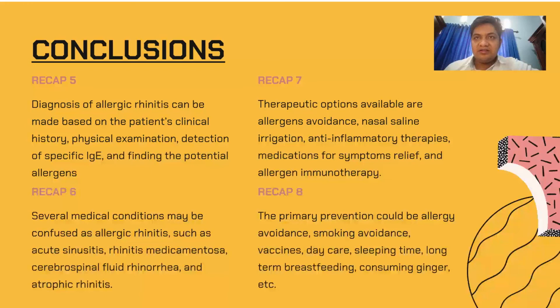The diagnosis of allergic rhinitis could be made based on the patient's clinical history and physical examination, detection of specific IgE, and finding the potential allergens. And for the differential diagnosis itself, it could be acute sinusitis, rhinitis medicamentosa, and etc. And the therapeutic could be done by allergen avoidance, nasal irrigation, and medication, especially for the symptoms, and allergen immunotherapy. And the primary prevention could be by allergen avoidance, smoking avoidance, vaccine, daycare, sleeping time, and etc.